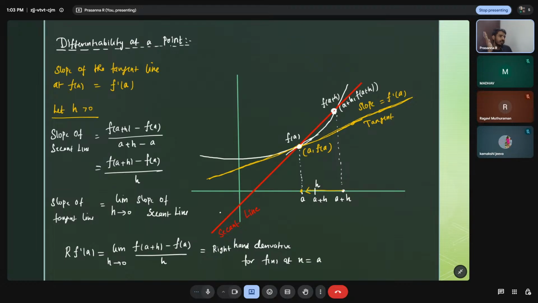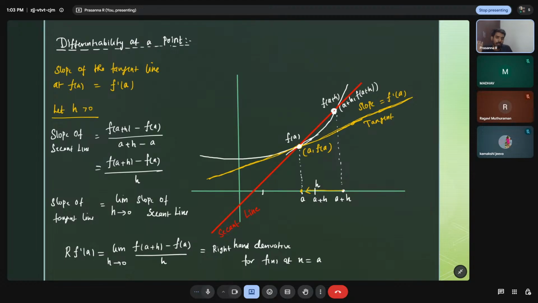So very simple. You have a, find f of a. At f of a, you draw the tangent line. The slope is your f dash of a. I'm taking a point to the right of a, and then I'm making the red line become the yellow line from the right. So that is called the right hand derivative. Similarly, you can find the left hand derivative.